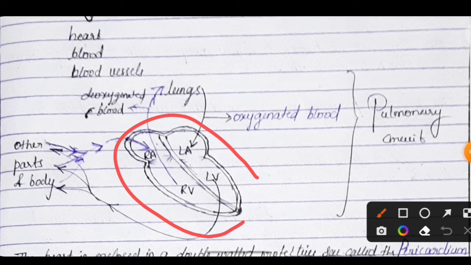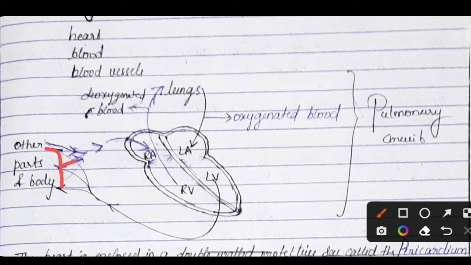This is the heart. In this, from other parts of the body, the deoxygenated blood is transferred to the right atrium, from the right atrium to the right ventricle, from the right ventricle to the lungs. In the lungs, there is an exchange of gases. In this, the deoxygenated blood is converted to oxygenated blood.